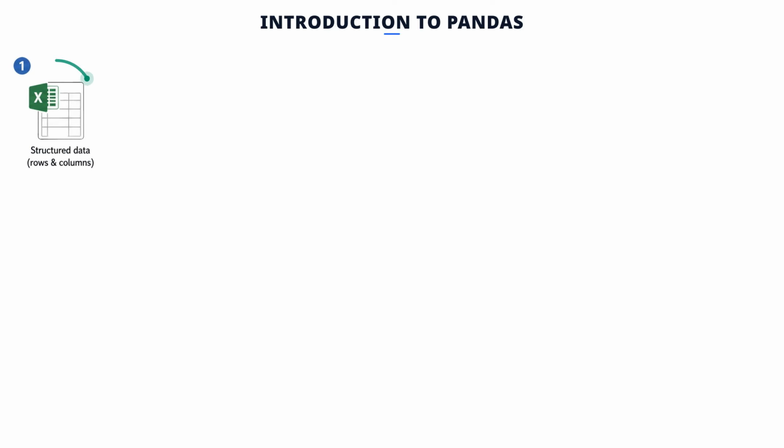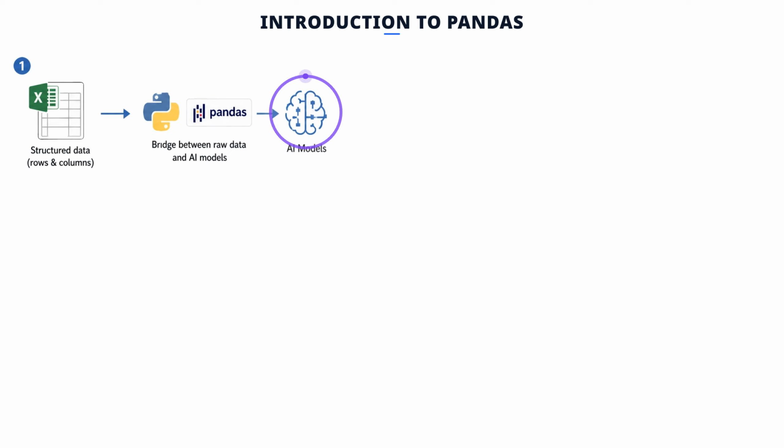Structured data, like the familiar rows and columns you see in a spreadsheet, is the absolute foundation of modern data science. But to feed this raw information into advanced algorithms, we need a reliable translator. Pandas acts as this essential bridge, taking messy raw information and elegantly preparing it for complex AI models.